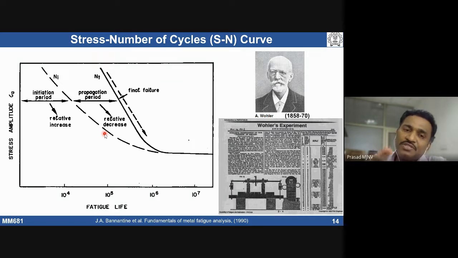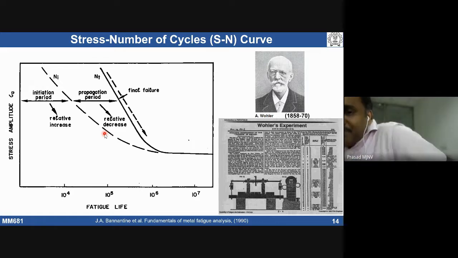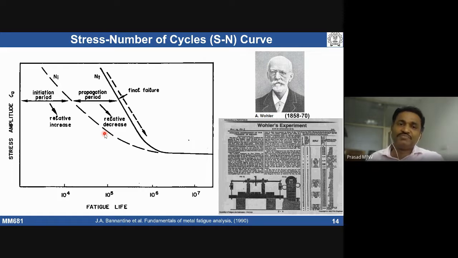So people have tried to see how many cycles are required for crack initiation, and how many cycles are required for crack propagation. That was done using a fracture mechanics approach, not by the stress life or strain life approach. One has to monitor, and it's not easy. So the fracture mechanics approach can tell you how many cycles are required for crack initiation and crack propagation.